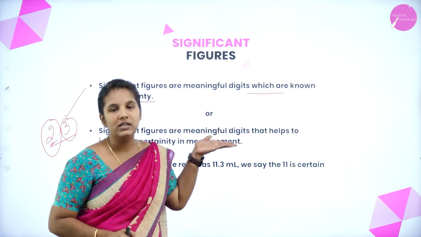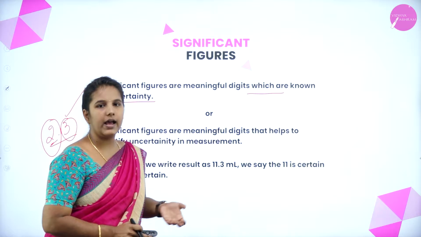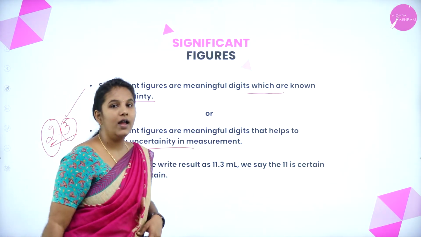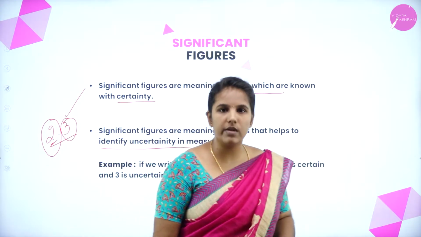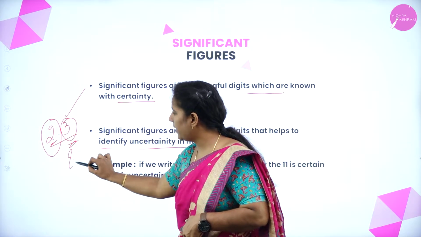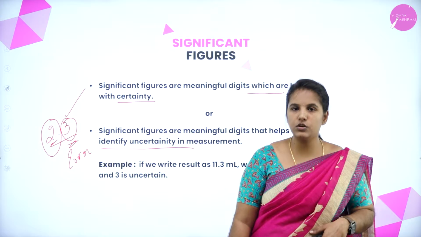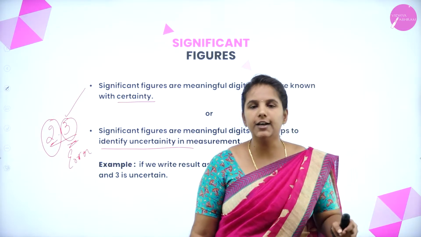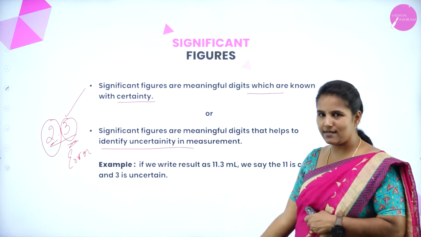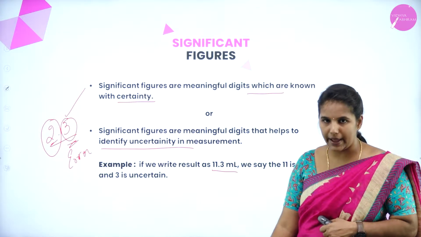That is why I have made the definition that significant figures are the meaningful digits which are known with certainty. Or else you can define them as meaningful digits that help to identify the uncertainty in the measurement. What is that uncertainty? These are known as errors. They are also known as uncertainty in chemistry. Here I have given an example of a result which shows 11.3 ml.